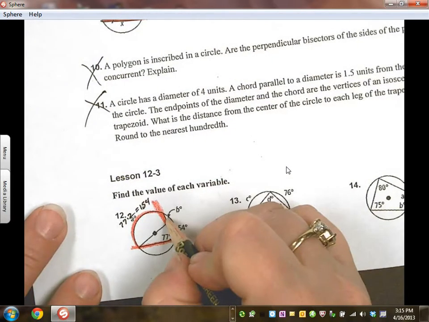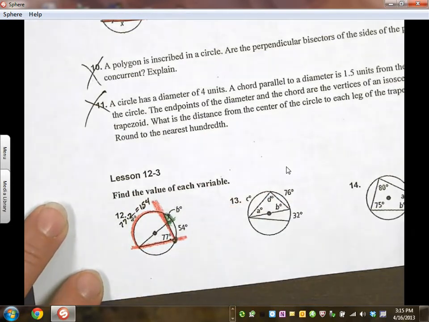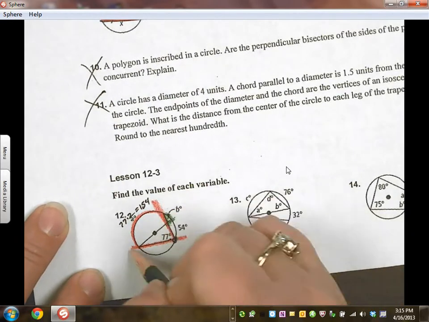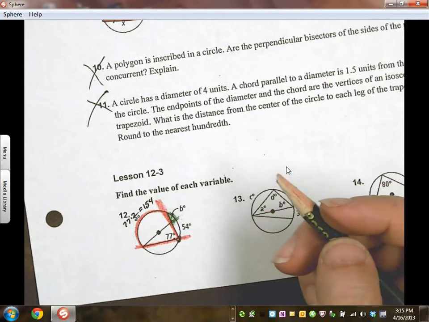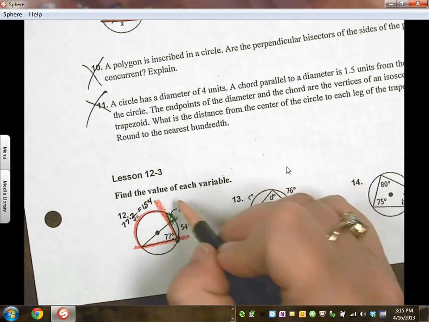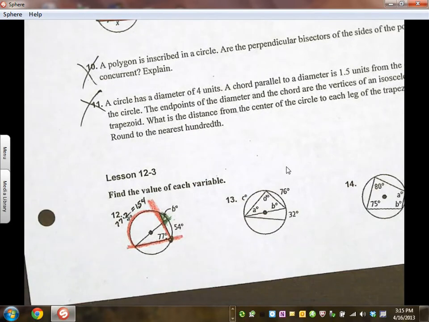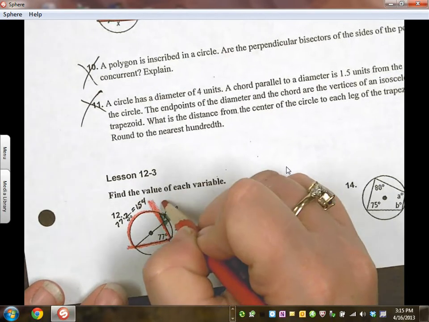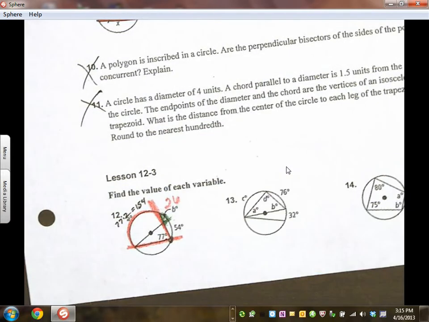They want me to tell them what this little angle is right here. Isn't that just finishing out the 180? I could do it that way, couldn't I? I'd know that the whole thing is 180. 180 minus 154 is 26. So I know that angle right there, if it was a central angle, would be 26. But it's not a central angle. But I know that this arc is 26.